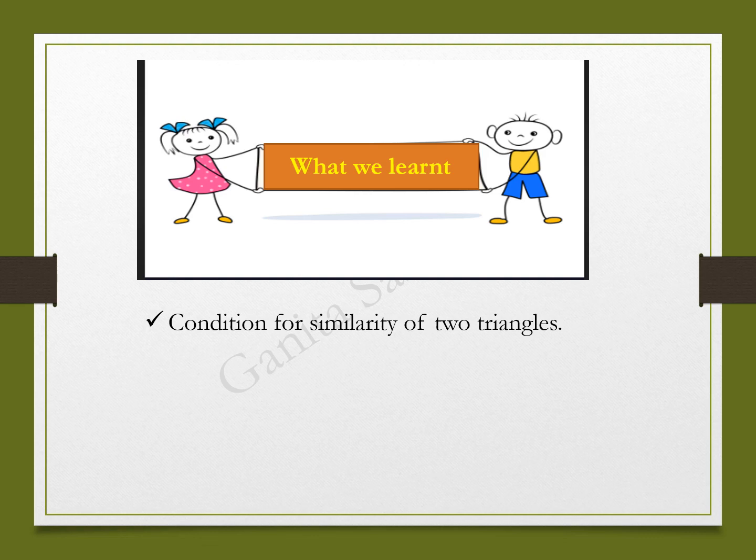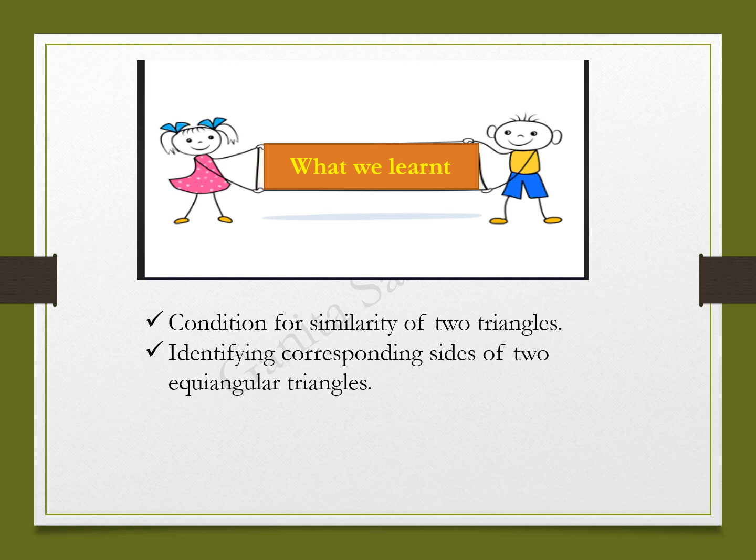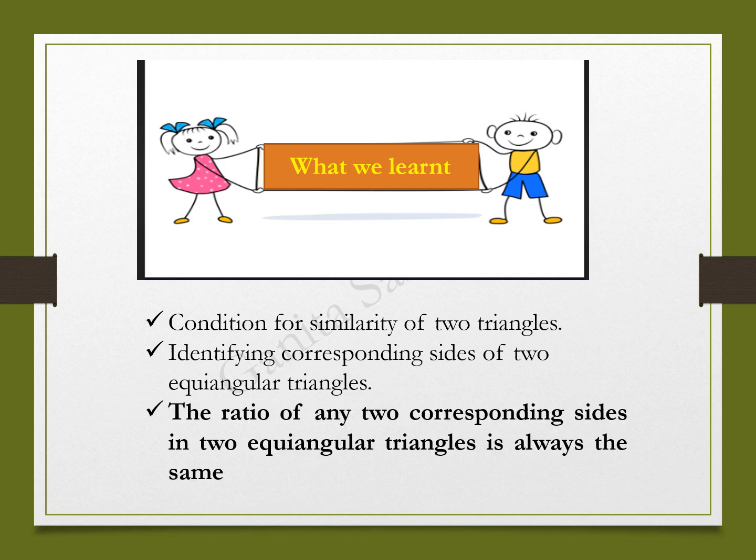We learned the condition for similar triangles, for two triangles to be similar. That is similarity of two triangles. The condition is the corresponding angles must be equal and the corresponding sides must be proportional. Next, we went on to identify the corresponding sides of two equiangular triangles. How do we identify the corresponding sides? By identifying the equal angles and looking at the side opposite to these equal angles, which will give us the corresponding sides. And then we learned that the ratio of any two corresponding sides in two equiangular triangles is always the same. And with that, we worked out a few problems.